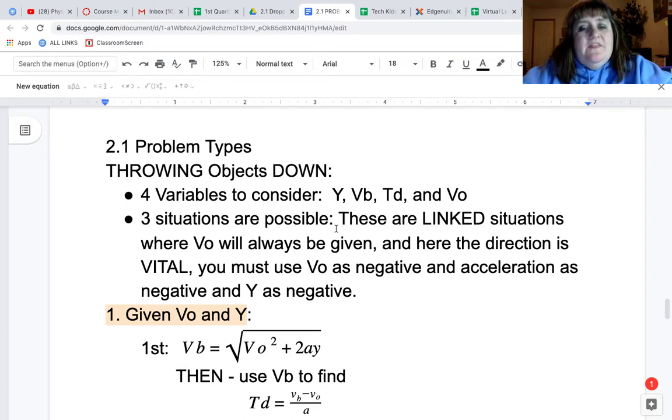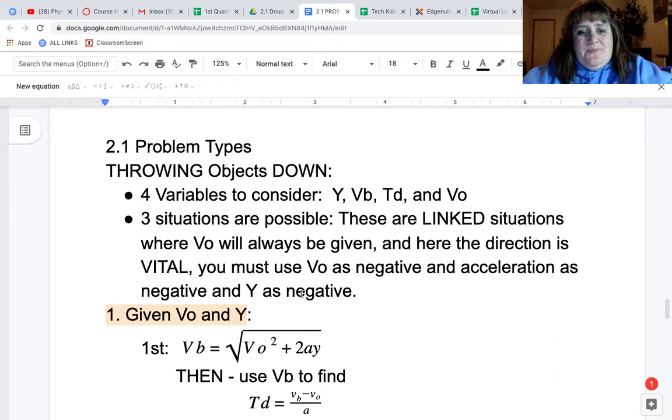Now, these are linked situations where V naught will always be given to you. And here, the direction is absolutely vital. You must use V naught as being negative, acceleration as negative, and Y as negative.